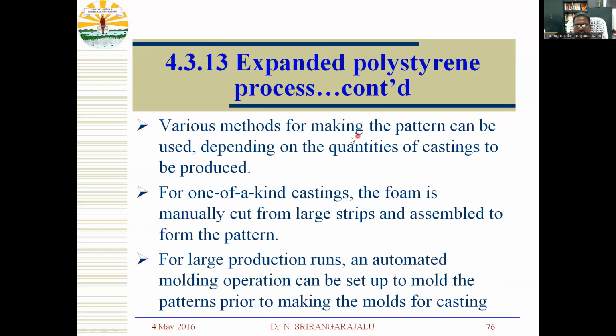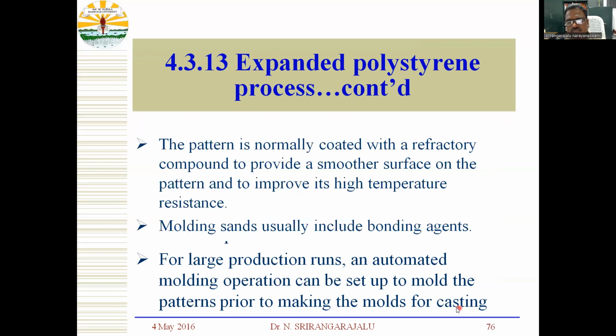Various methods for making this pattern can be used depending on the quantities of castings to be produced. For one-of-a-kind castings, the foam is manually cut from large strips and assembled to form the pattern. Large production runs in automated molding operations can be set up to mold the patterns prior to the molding and molds for casting.